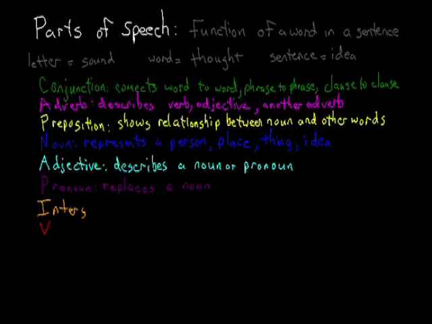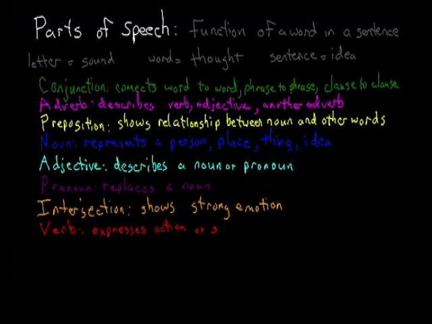The I stands for interjection, and interjections are words that show strong emotion. They can function as sentences in themselves, or they can be woven into a sentence. We'll talk about the punctuation required to do that later. And the final letter in the acronym CAP NAP IV, the V, stands for verb. And a verb expresses action or state of being.